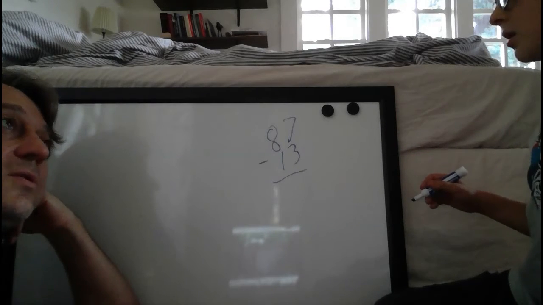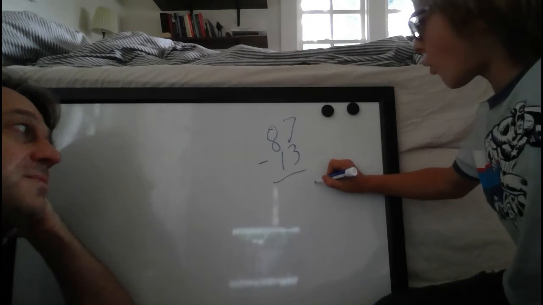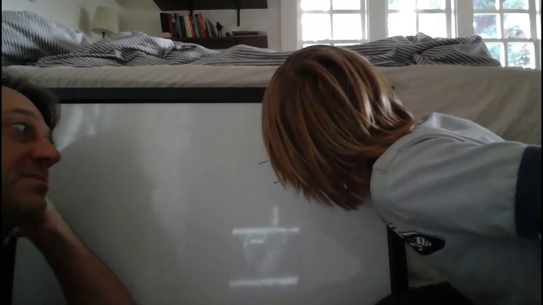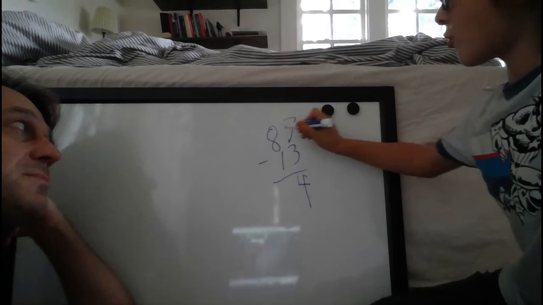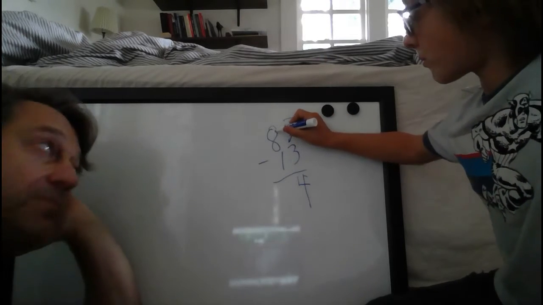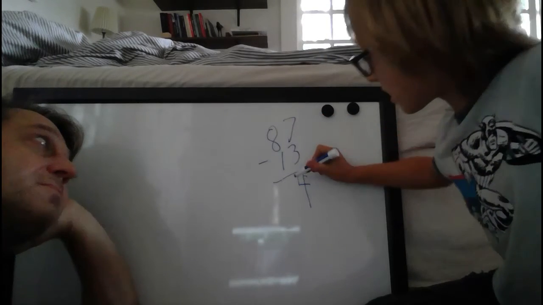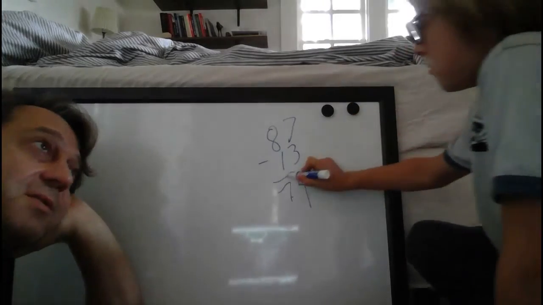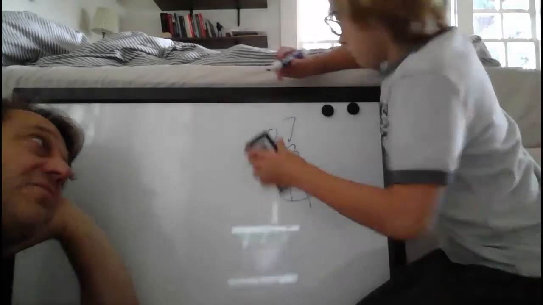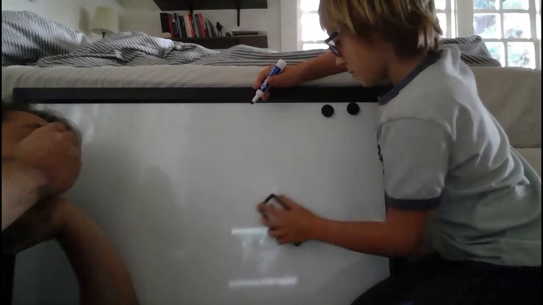Just 4. So it's 4, because 4 plus 3 equals 7, or you can just count back 4. And then you go to the number on the left, the top number, which is 8, and then you do 8 minus 1, 7. And that's your answer. Yeah. Easy enough. Can you show us a little bit of a harder problem?